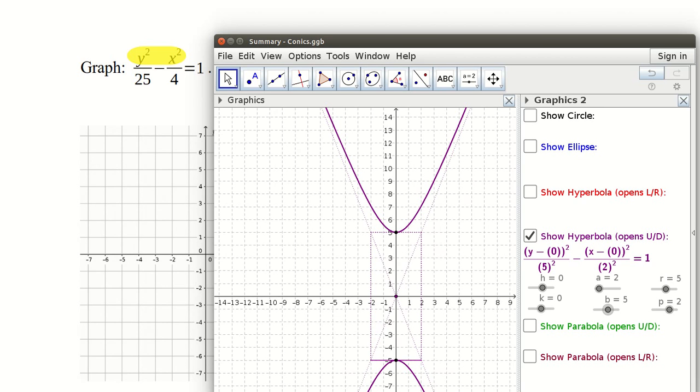Our representative rectangle, we need that to make the asymptotes. So you can see those diagonal dashed lines serving as our asymptotes, and then the solid lines showing the two branches of the hyperbola.